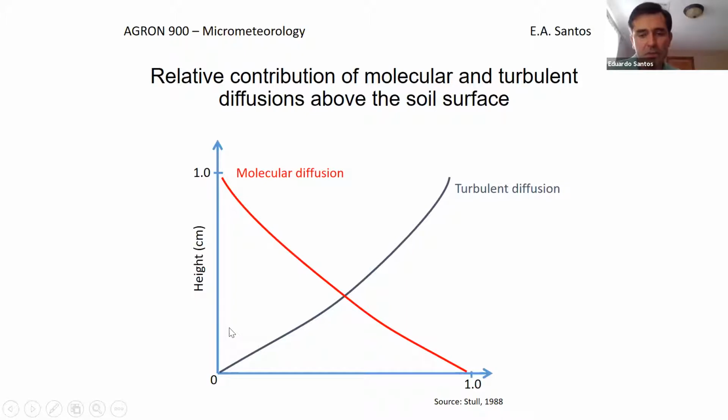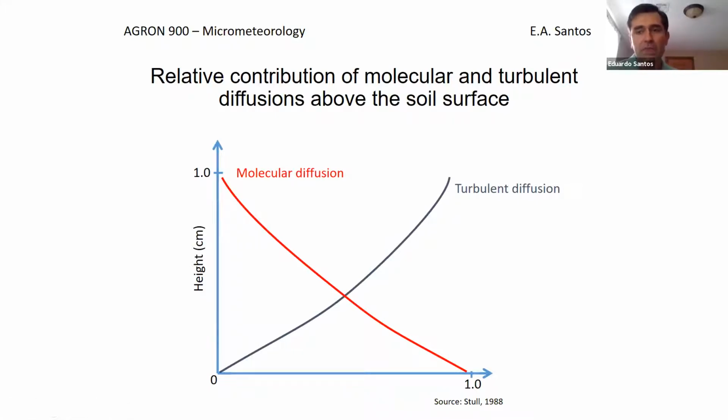So let's see if we can interpret this graph. This is the height in centimeters, and you have here the relative importance of each of these processes. You see here, when you're close to the ground, close to the surface, molecular diffusion is the predominant process. But as you go up with height, molecular diffusion is not that important, but then turbulent diffusion becomes quite important.